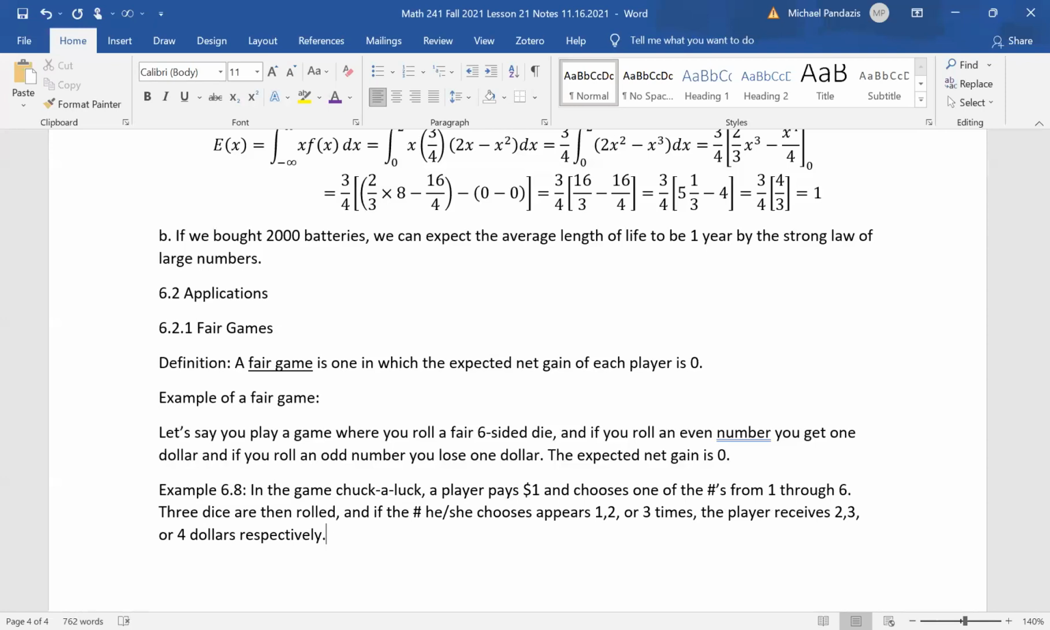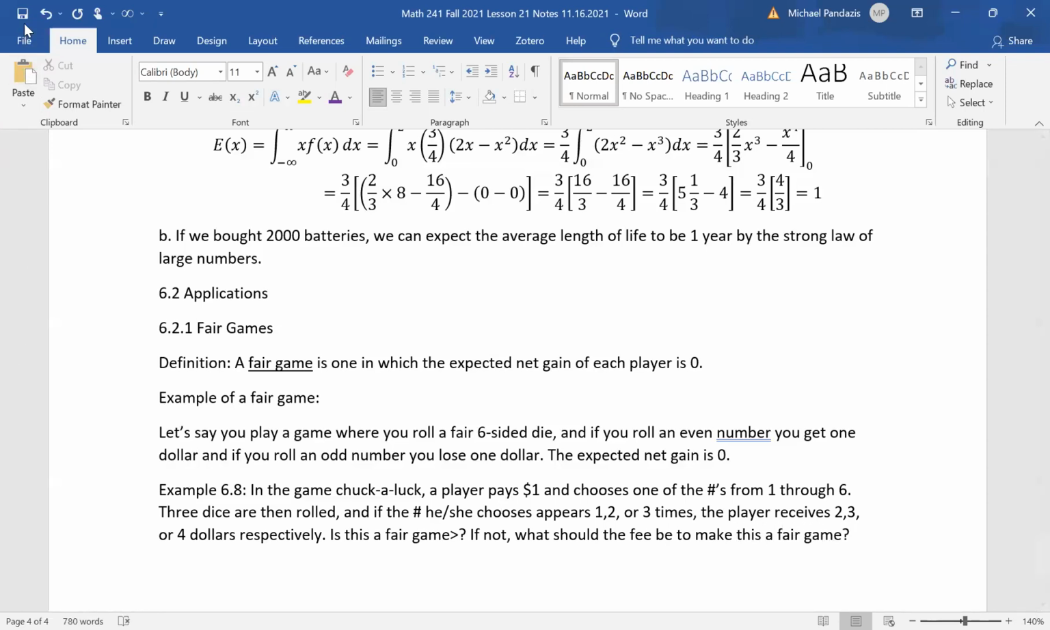He chooses a number from 1 through 6, and then he rolls 3 dice. So if the number he chooses appears once of those 3 dice, he gets $2. If it appears twice, he gets $3, and if it appears 3 times, he gets $4. Okay, so the question is: is this a fair game? Also, if not, what should the fee be to make this a fair game?